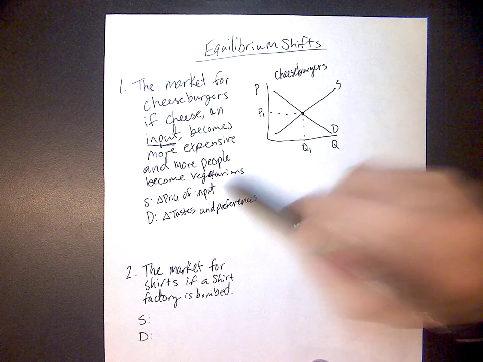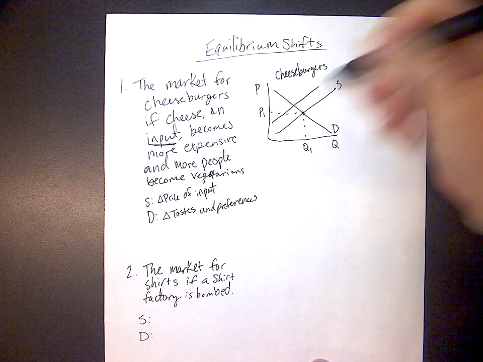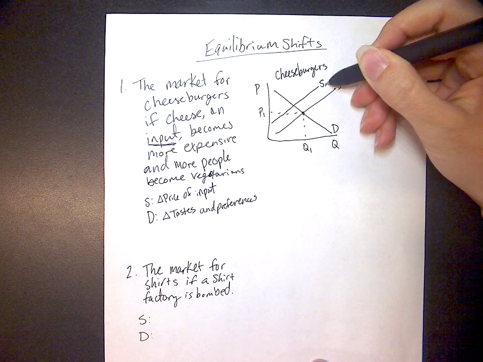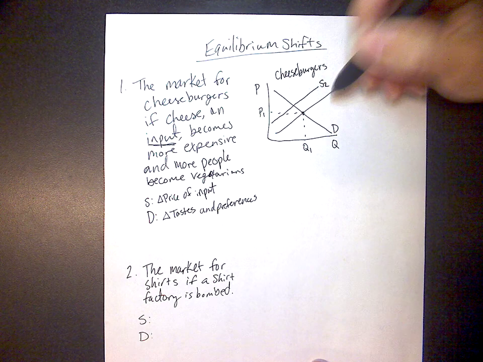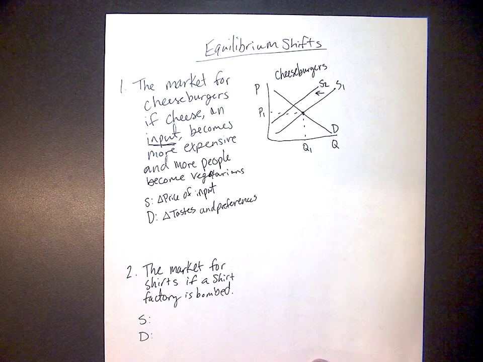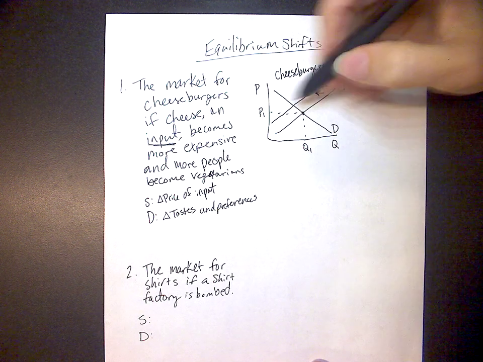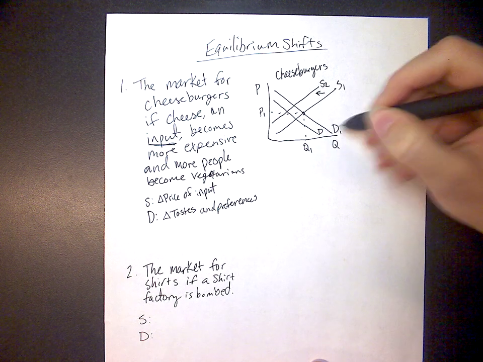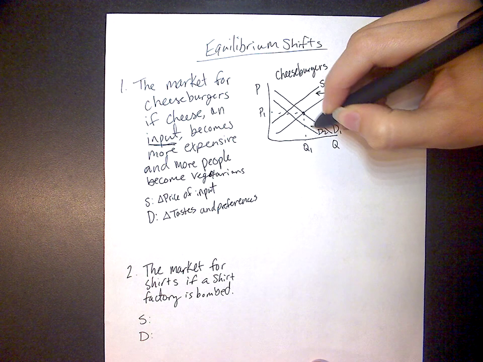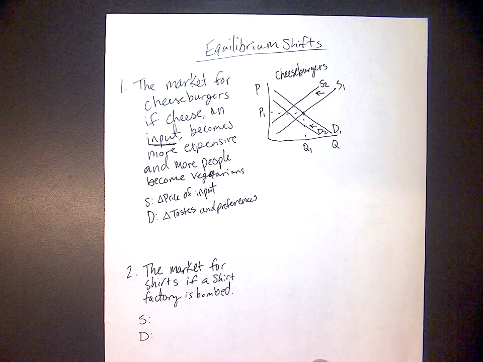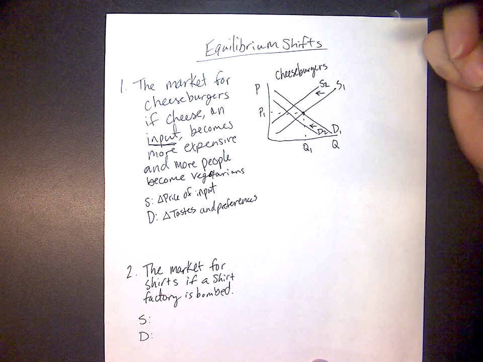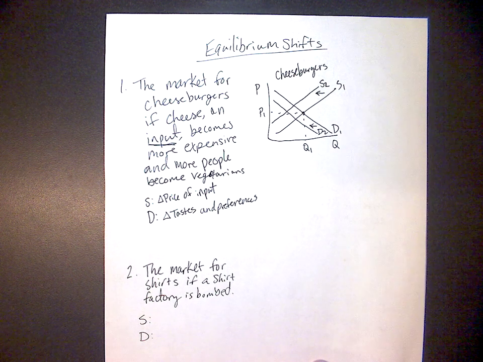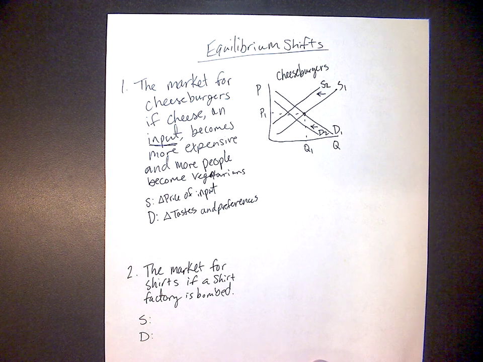Okay, so cheese, the price of an input, becomes more expensive. It's going to be more difficult to make cheeseburgers. So S1 into S2, sideways arrow. Okay. And more people become vegetarian, so fewer people want to buy cheeseburgers. So D1 to D2. Okay. All right, so far that's exactly what we've done before on the supply and demand practice, right?